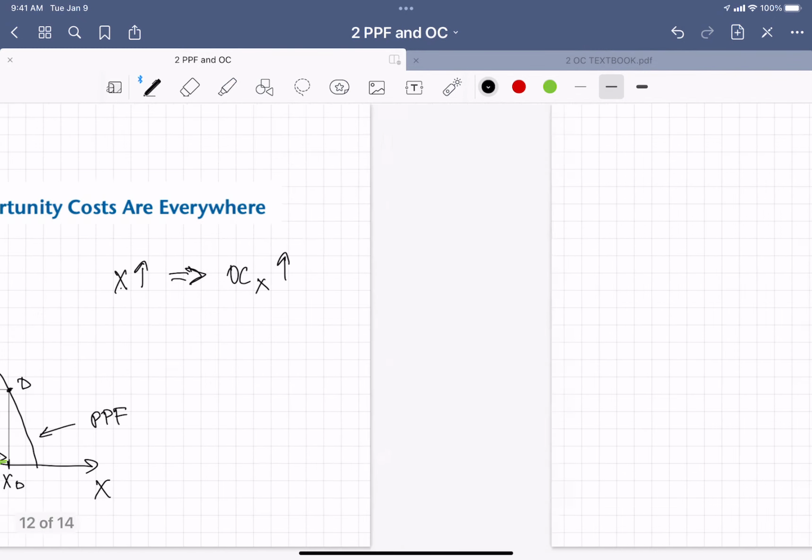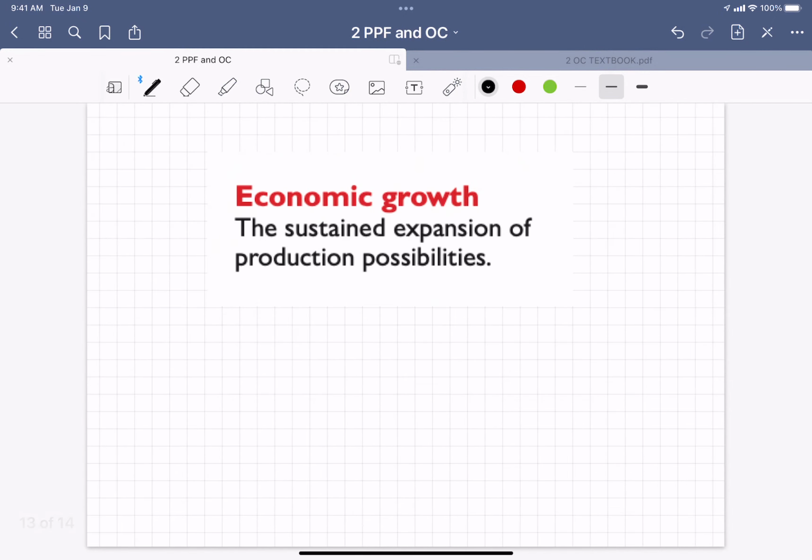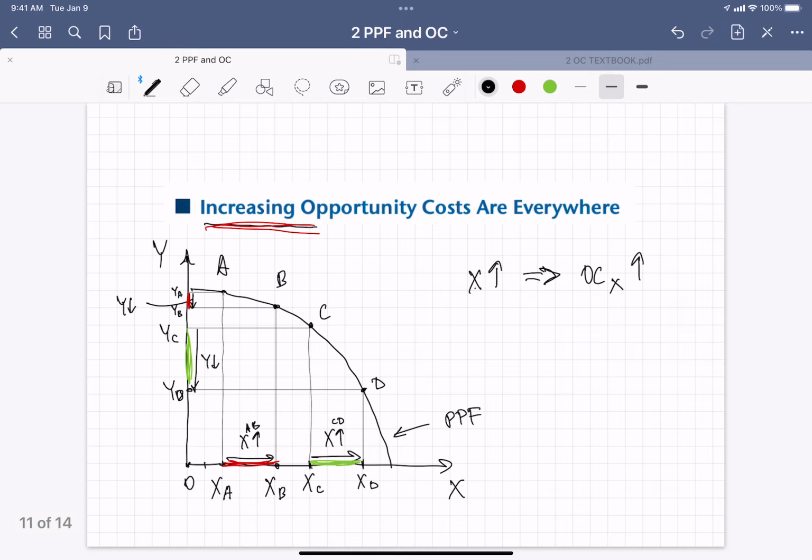Very well. Next question is why should we expect this kind of situation? Why should we expect to deal with this increasing opportunity cost? You know, things would be so much easier and simpler if we would have to deal with constant opportunity cost. And if you look in the book, it talks about this increasing opportunity costs are everywhere story.